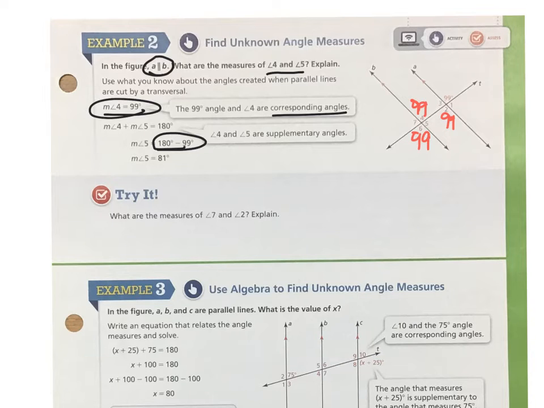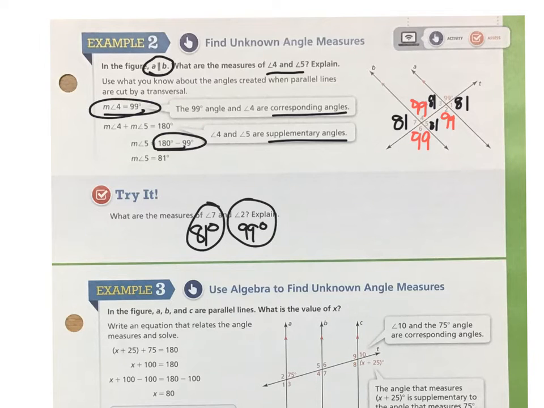So 180, take away that 99, makes angle 1 and 3 81 degrees, and 5 and 7 81 degrees. So those relationships really do work with the idea of supplementary angles, vertical angles, and corresponding angles. So the measure of angle 7 is 81 degrees, and the measure of angle 2 is 99 degrees.